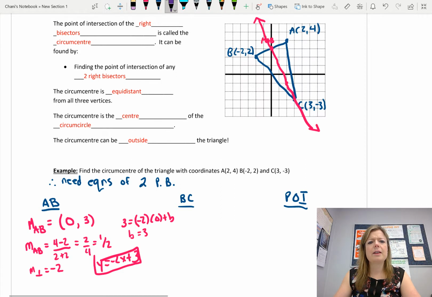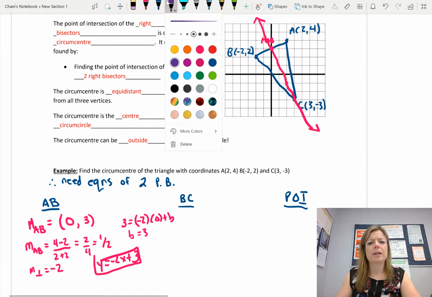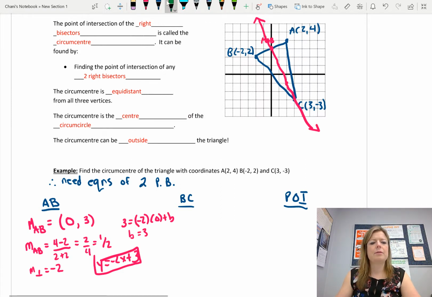All right, so now let's change this to green. Let's do the perpendicular bisector of BC. So we need the midpoint of BC. So halfway between -2 and 3 is +1/2. And halfway between 2 and -3 is -1/2.